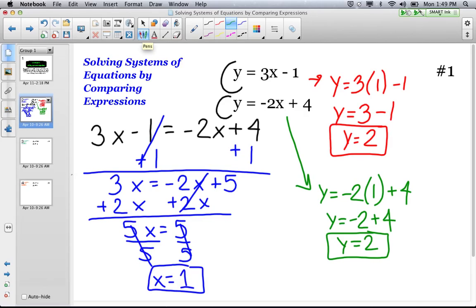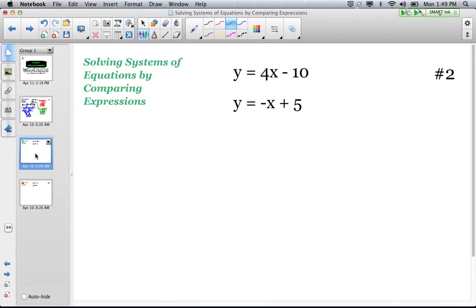At this point, if you understand how to do it and how to set it up by comparing expressions, you may pause the video for the next problem and try it on your own. If you still don't understand it, go ahead and follow along with me on the second problem.